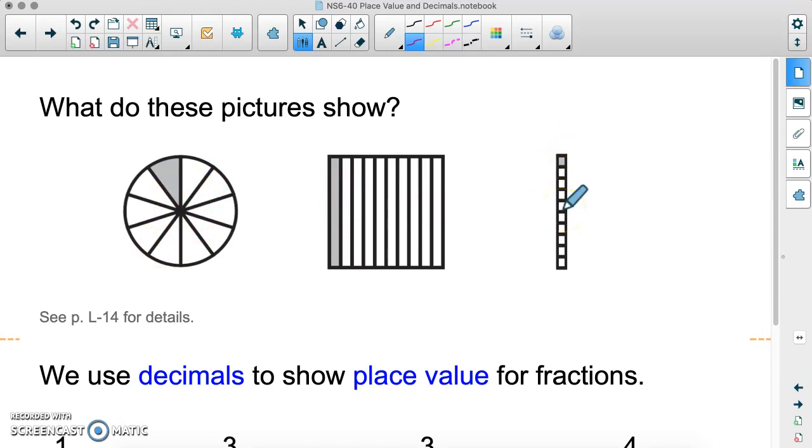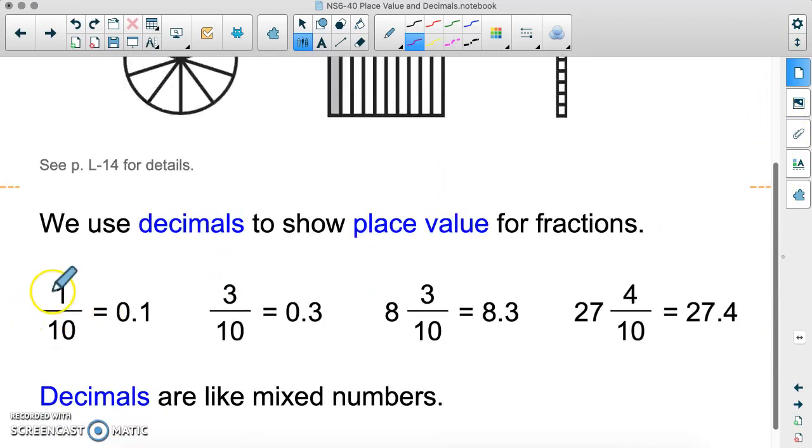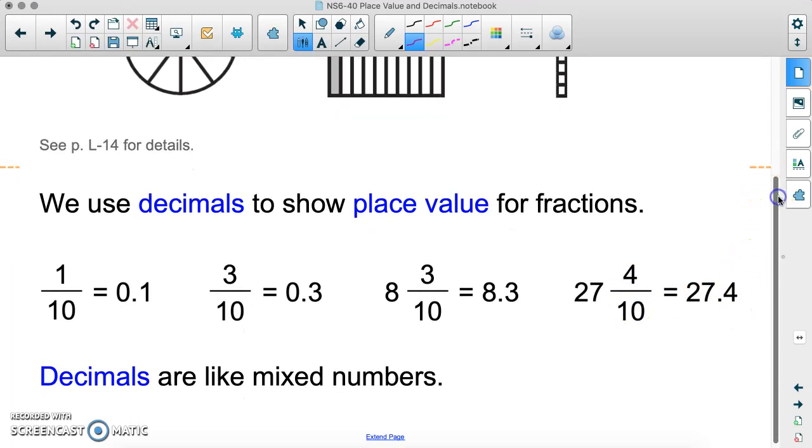So there's a way to show 1/10 that uses place value as well. So we can use 1/10 as a decimal would be equal to 0.1. 3/10 would be the same as saying 0.3. 8 and 3/10. Now we have a whole number in front. So we have 8 wholes, decimal 3/10. And then 27 and 4/10 would be 27 as the whole number, decimal 4/10 because it's 4 parts. So decimals are just like mixed numbers.